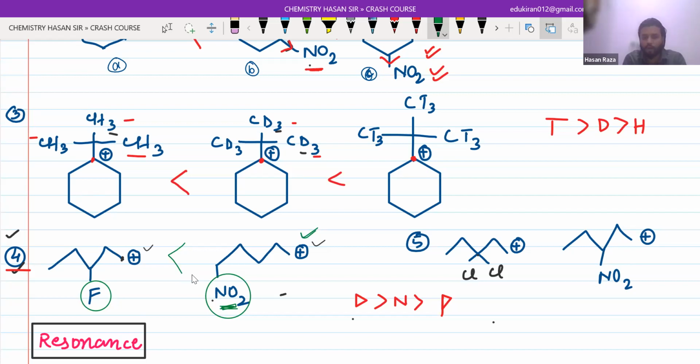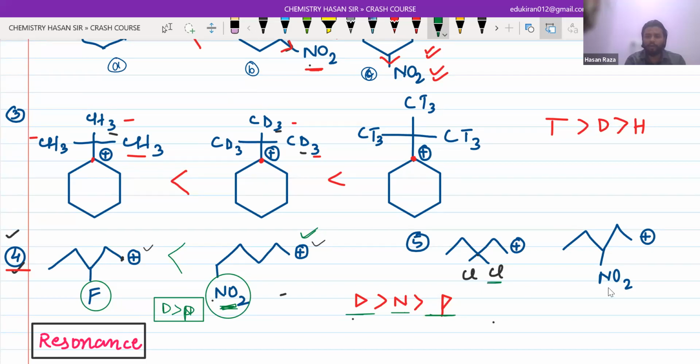Everyone getting this point, yes or no? Distance will dominate over number and power. So here we used distance, number, sorry, power. Is that clear, everyone? Now moving to this carbocation.